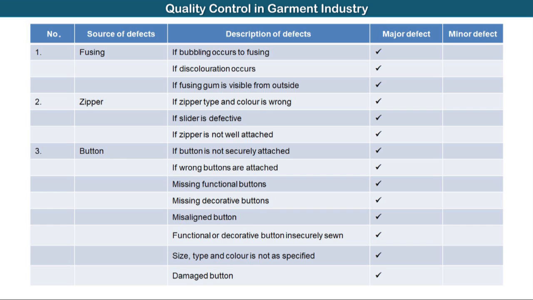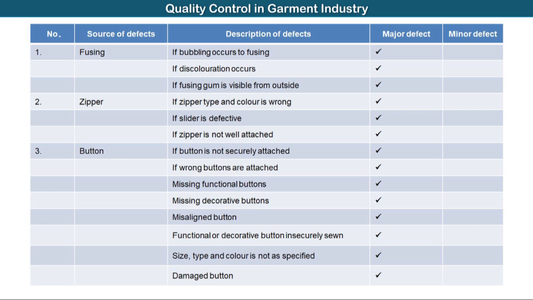If the size of the zipper is wrong, either more or less, then in both cases this comes under the major defect. And if the zipper is not well attached with the garment or with the fabric, that also comes under the major defect.